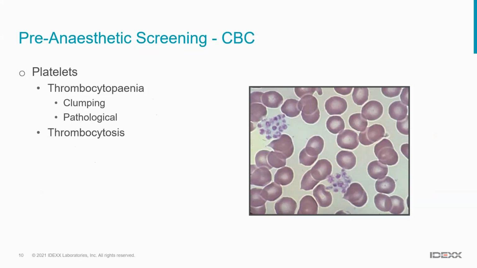Thrombocytosis can be a reflector of hemorrhage. So, for example, gastrointestinal hemorrhage. Platelets can go up with inflammation. Platelets can go up with glucocorticoids, and occasionally may be a reflector of an underlying malignancy.